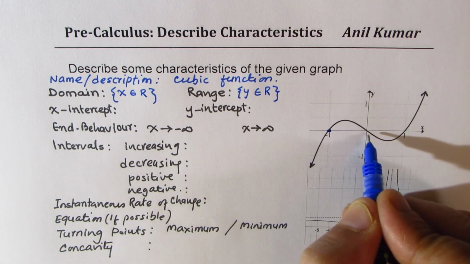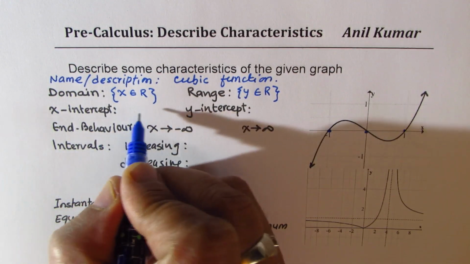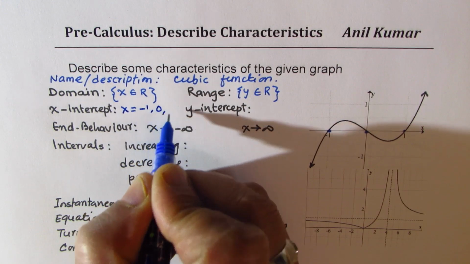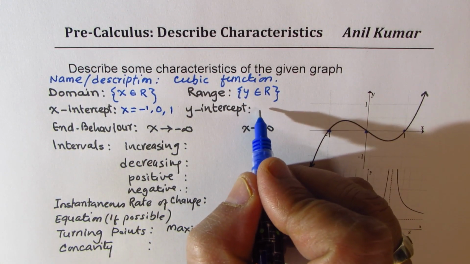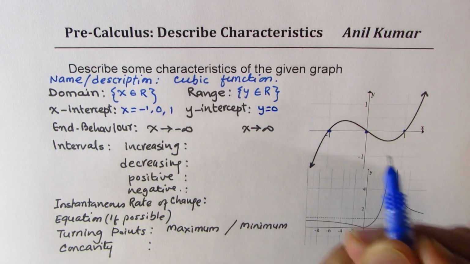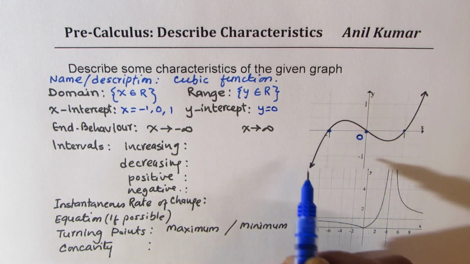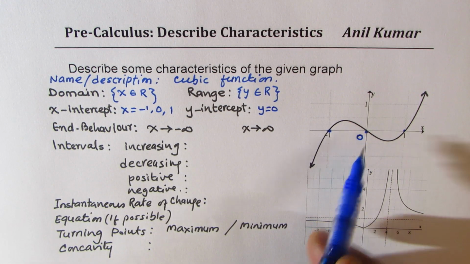X-intercepts are the points where the graph crosses the x-axis. In this case, the x-intercepts are at x equal to -1, 0, and +1. The y-intercept is at origin, so you can say at y equals to 0. So basically, the origin, which is (0, 0), is both x and y intercept in this particular case.